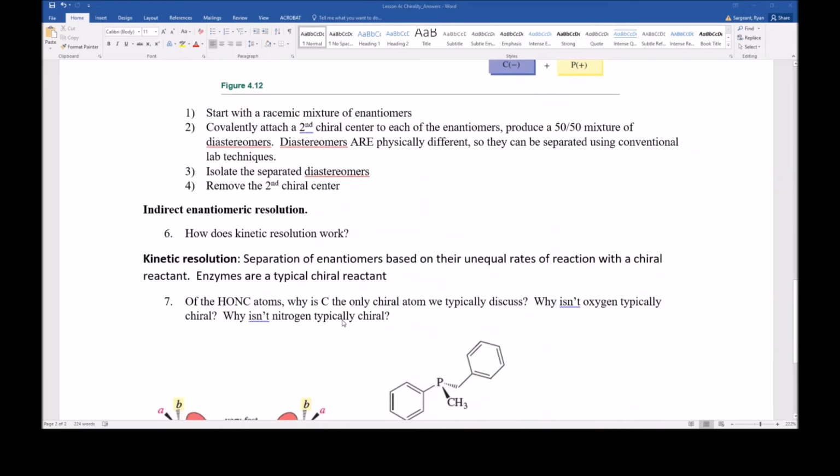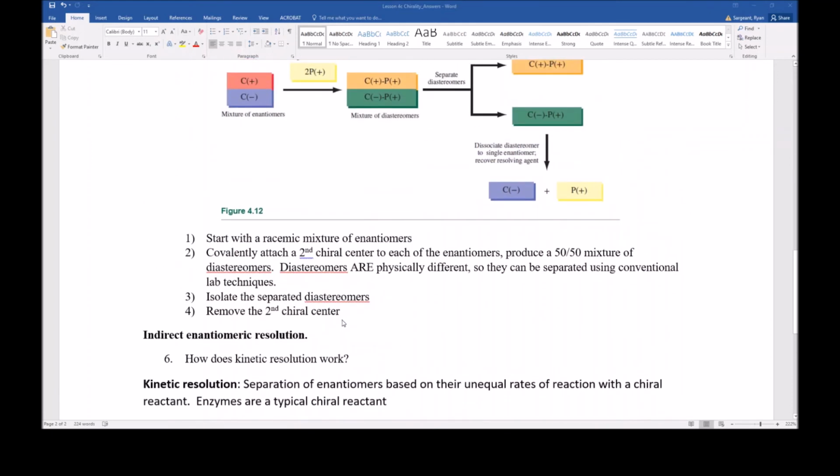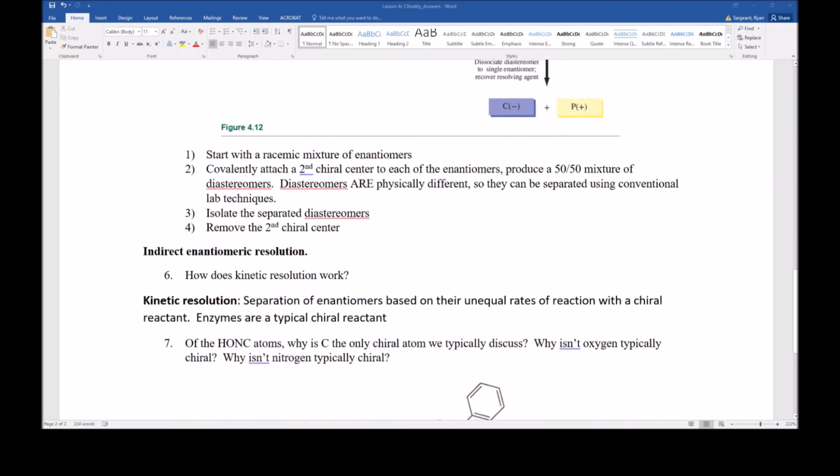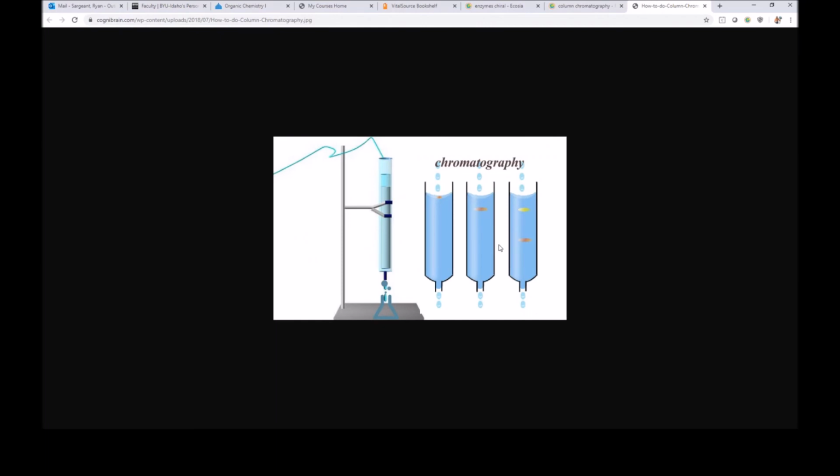There is another type of resolution. Your book doesn't discuss it, but it's based on this principle right here. Imagine that you wanted to separate a mixture of enantiomers, and what they do is they actually load the column up with chiral molecules. And so while the analogy is probably a little grotesque, imagine you had a big pile of hands and you wanted to separate those hands.